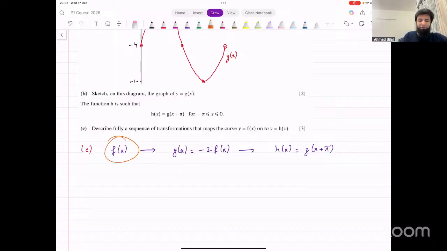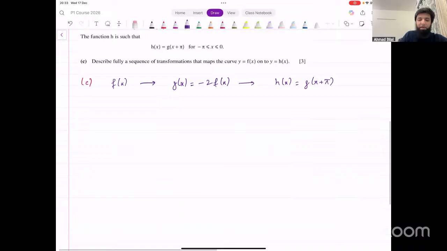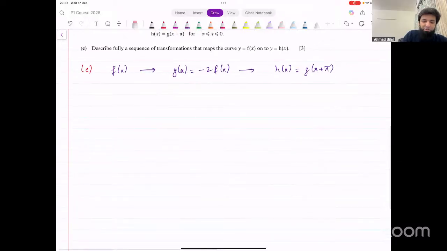So starting from f of x, how do we go to -2f of x first of all? What transformation is applied? It's a vertical stretch, scale factor -2. Or you could describe it in two parts as well. You could say it's a reflection in the x-axis and a vertical stretch scale factor 2. Okay? From f of x to g of x, that's your first transformation.